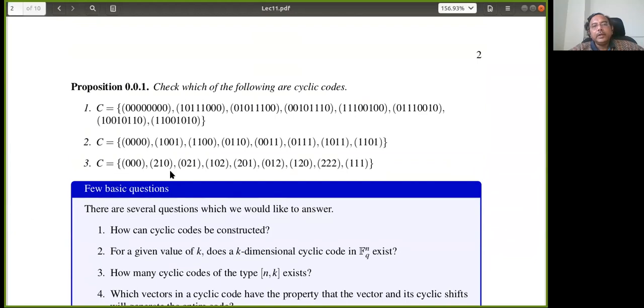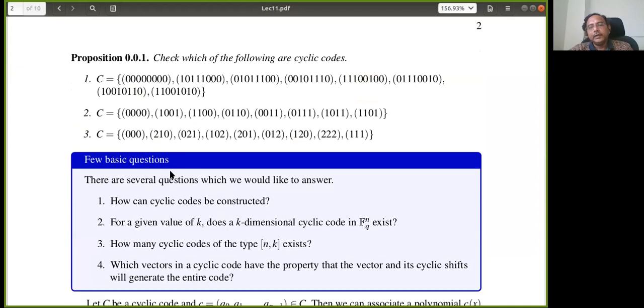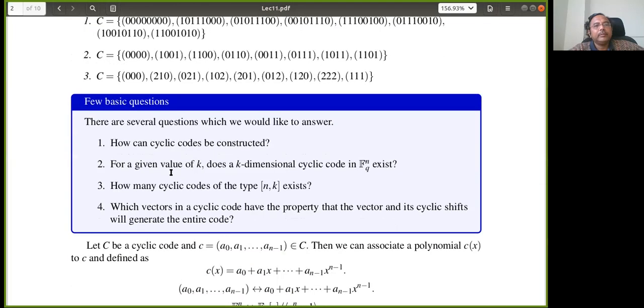Okay, so now check which of the following are cyclic codes, right? So I gave some questions. I hope you can check it easily. But there is a problem here. I wrote proposition. There is a mistake. I will change it to example.